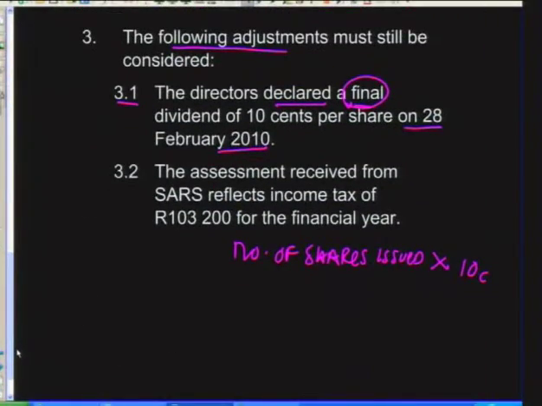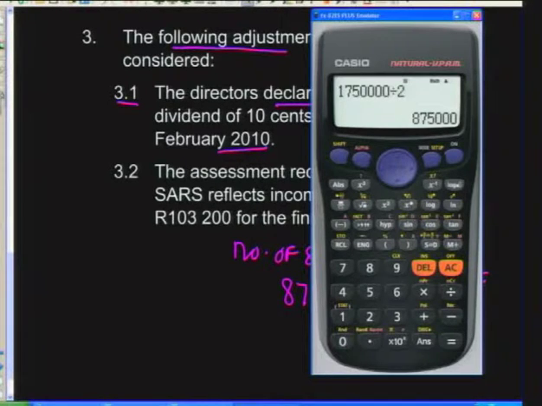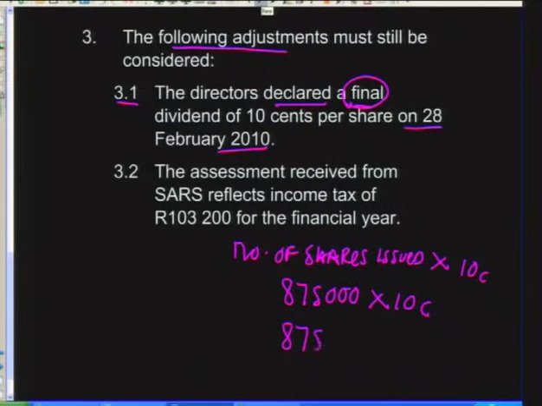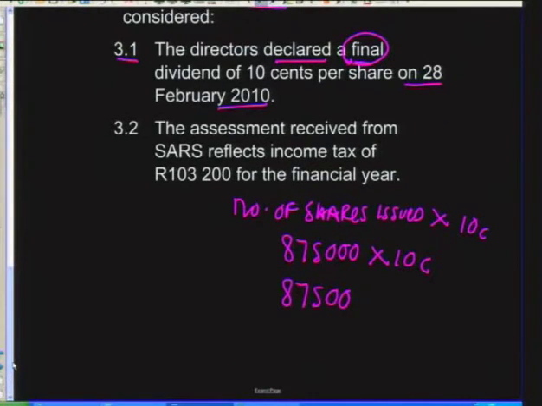Okay, so number of shares that were issued, 875,000. And I'm going to multiply this by 10 cents in order to calculate that final dividend. So there's that 875,000 times 10 cents, which should be 87,500. So that is my final dividend. Okay, so final dividend, 87,500, guys. Just make that a bit bigger. Okay, should be fine. 87,500. And remember, this amount is my final dividend.